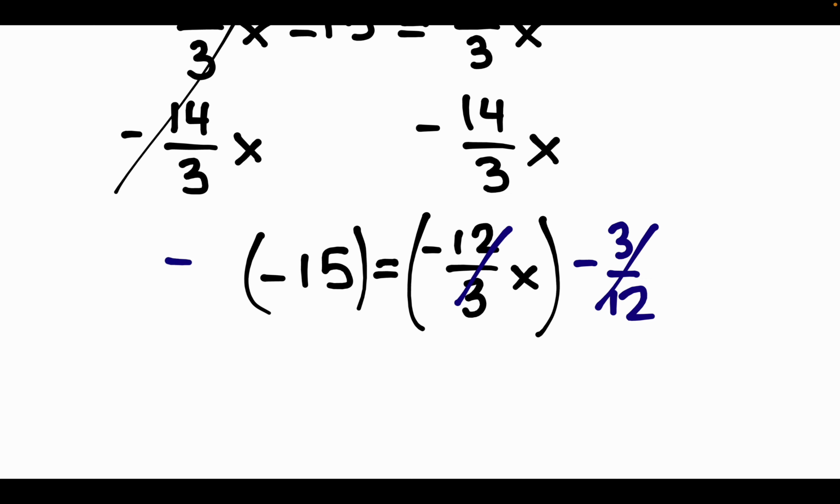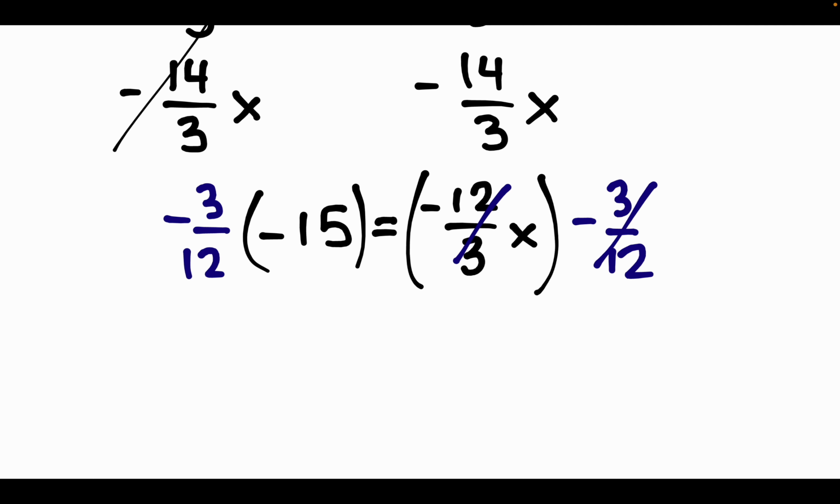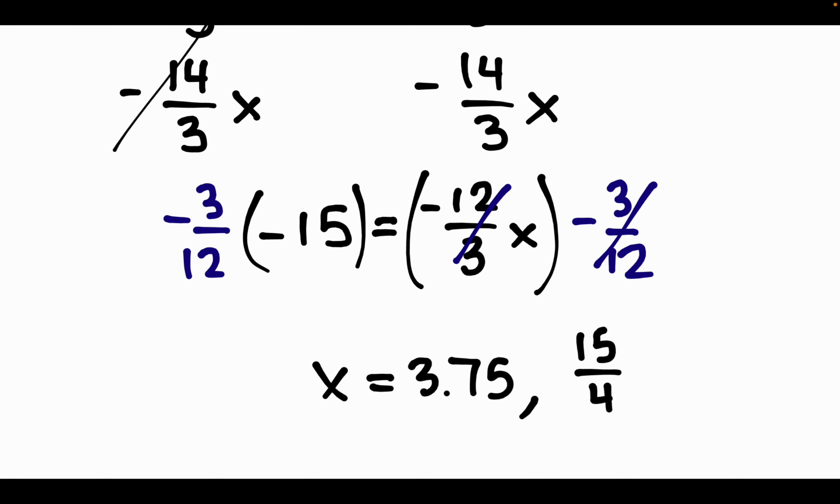They will cancel. And remember, an equation has to be balanced. So whatever you're doing to one side, think about it like a seesaw. You have to do to the other side to balance it out. So when you multiply negative 15 times negative 3 over 12, you end up getting that x is equal to 3.75. Depending on how you did it, you might have gotten a fraction, but 3.75 would be your final answer. You also might have gotten 15 over 4, which is also correct.